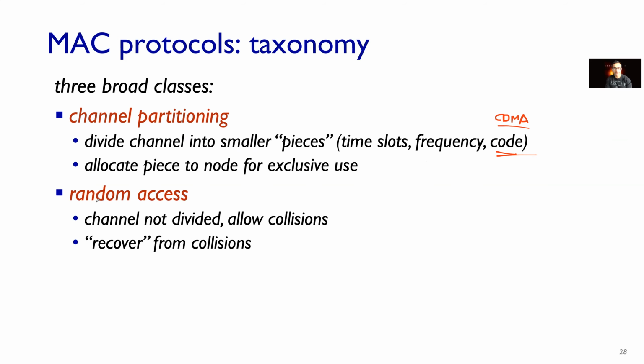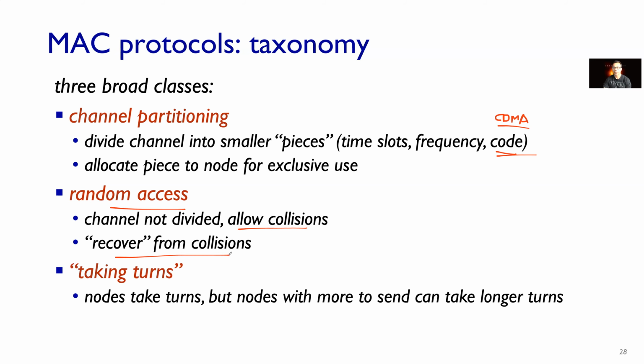The second group is what is referred to as random access. Here you're not doing any division or anything like that. And in fact, you'll see that these protocols do not actually avoid collisions. They will sometimes lead to collisions, but then they come up with mechanisms which dictate how to recover from the collisions, and then, of course, try to minimize those collisions from happening again.